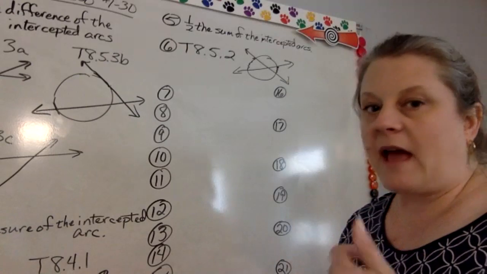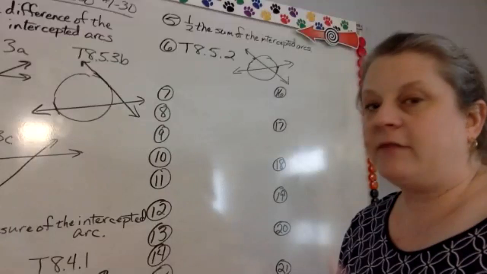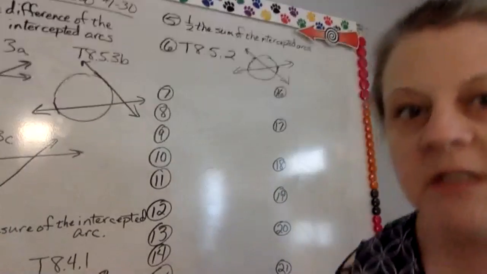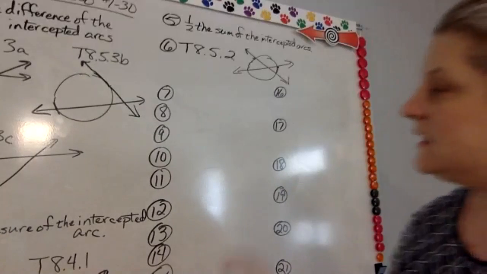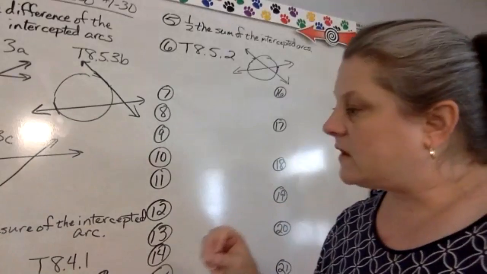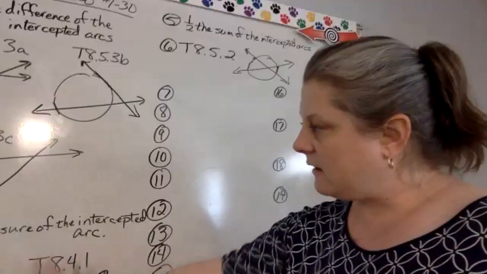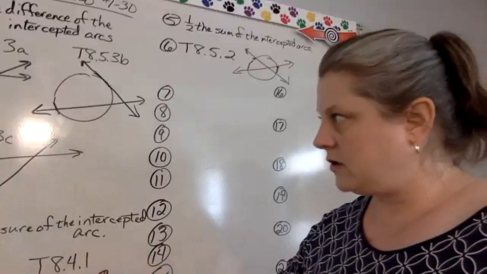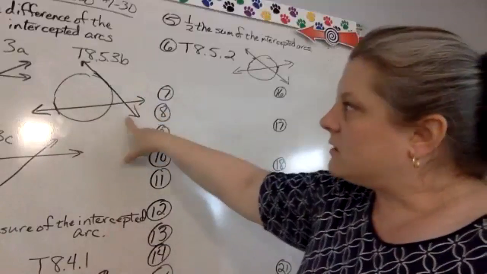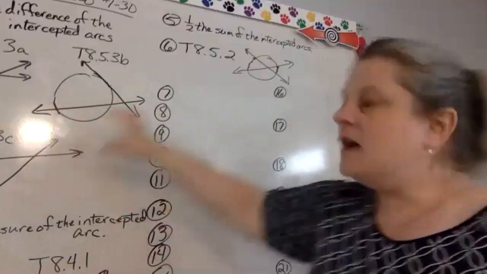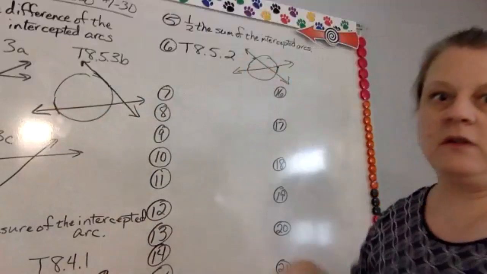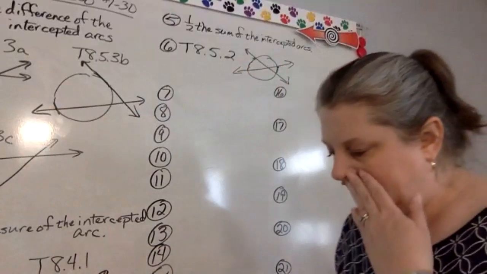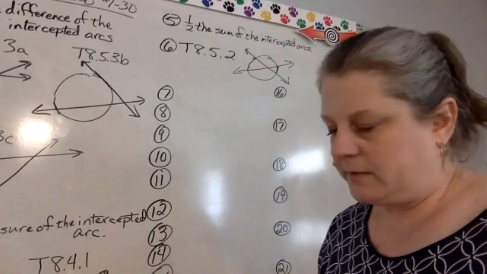So it's either half the measure, half the sum of the measures, or half the difference of the measures. So we just did that with our pictures. If the vertex is right on there, like what we had in 3 and 4, it's half of the measure. If it's outside the circle, it's half the difference. If they cross inside the circle, it's half the sum. So that's what we're going to be doing. You're going to be guessing A, B, or C when we look at these pictures.